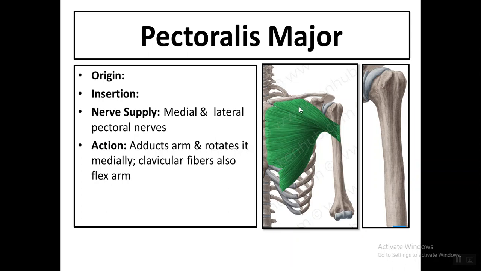Regarding pectoralis major, it takes origin from the clavicle, from the sternum bone, and from the costal cartilage. And it is inserted into the lateral lip of the bicipital groove. This is the bicipital groove, and this is the lateral lip of the bicipital groove. It is supplied by medial and lateral pectoral nerves.